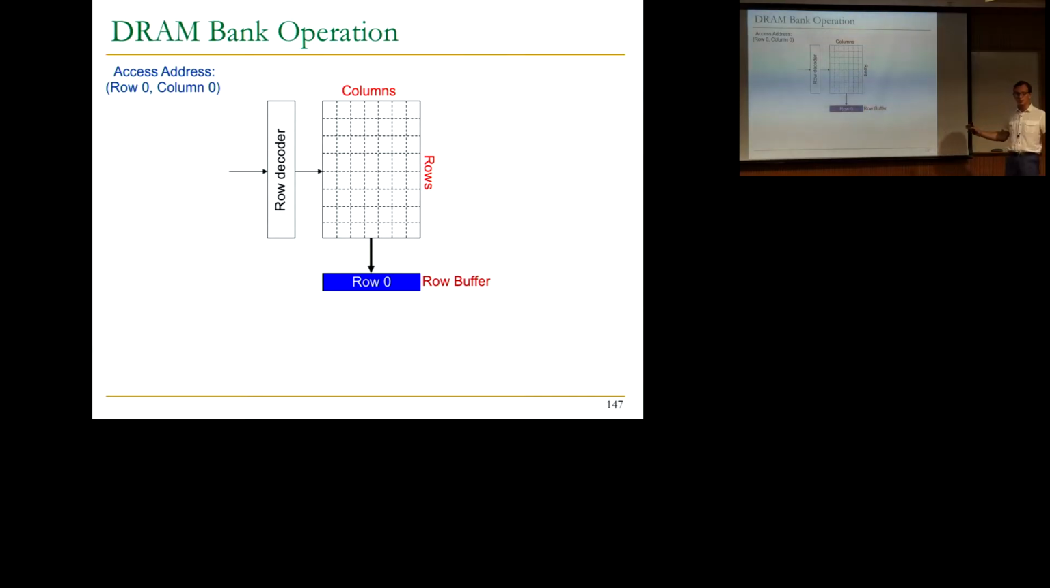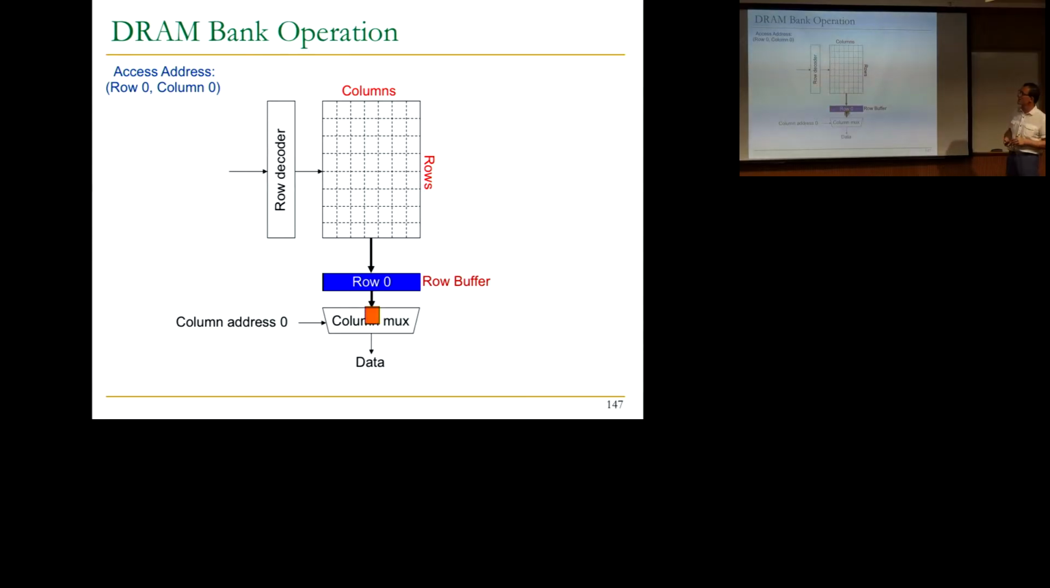And the data is now sensed and amplified, and now the memory controller can send the column address, the read request, or the write request. In this case, let's say it's a read. Column address 0. Then the appropriate column is multiplexed out from this column mux, and then it's sent back to the memory controller.